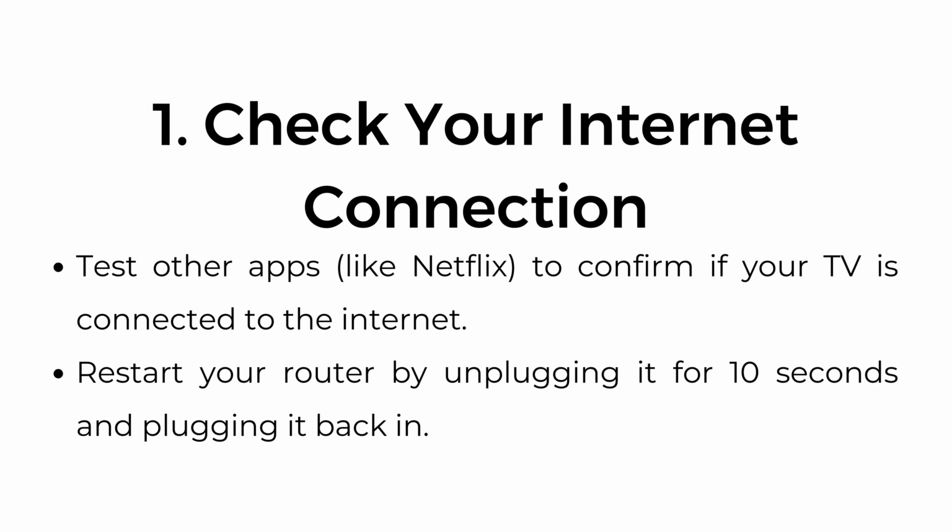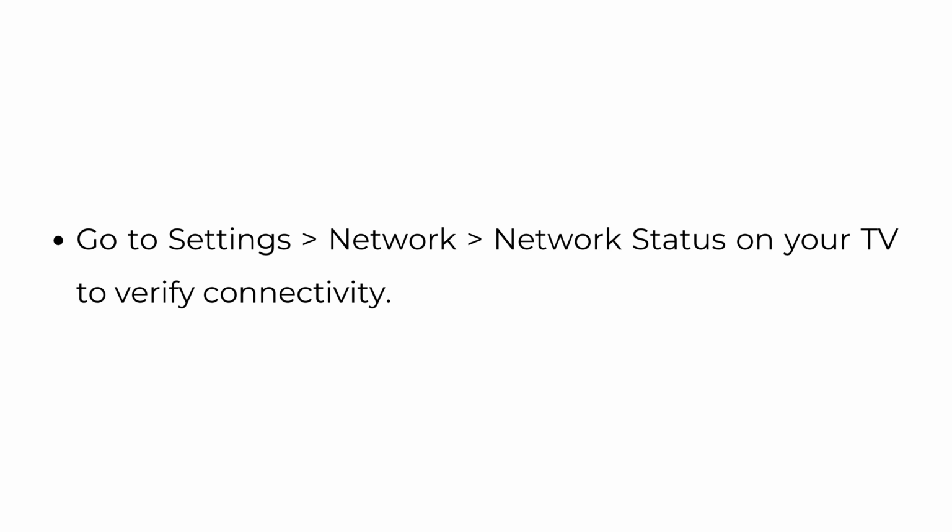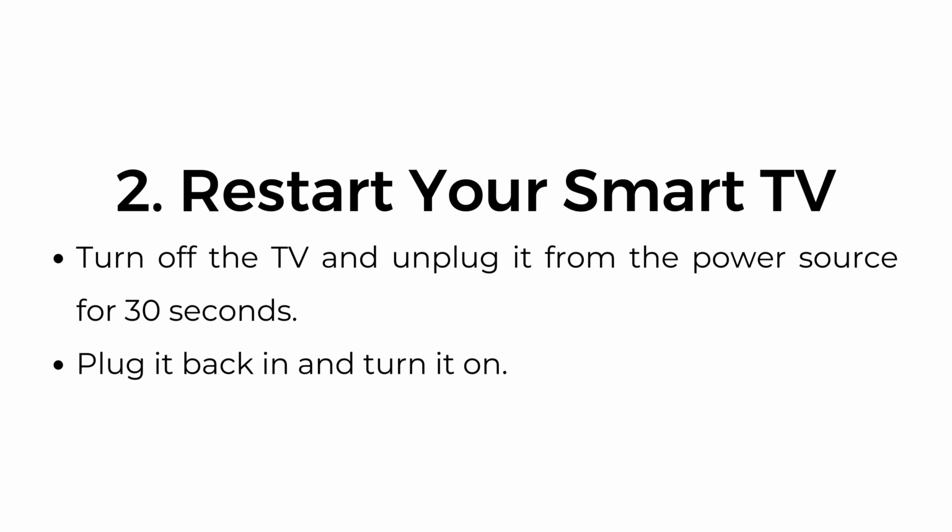Restart your router by unplugging it for 10 seconds and plugging it back in. Go to Settings, Network Status on your TV to verify connectivity. 2. Restart your Smart TV. Turn off the TV and unplug it from the power source for 30 seconds. Plug it back in and turn it on.